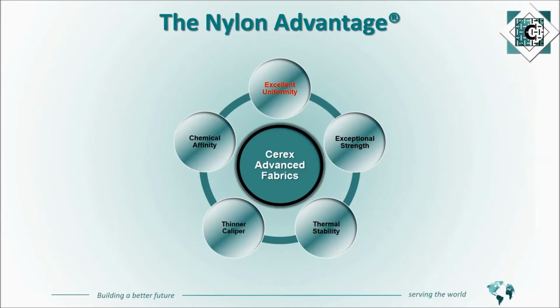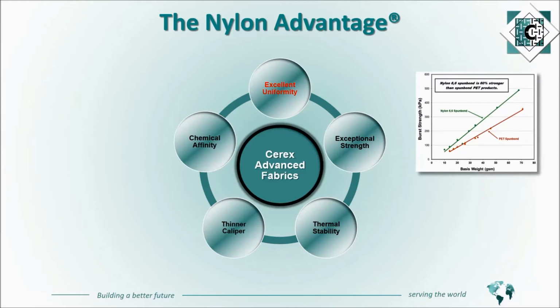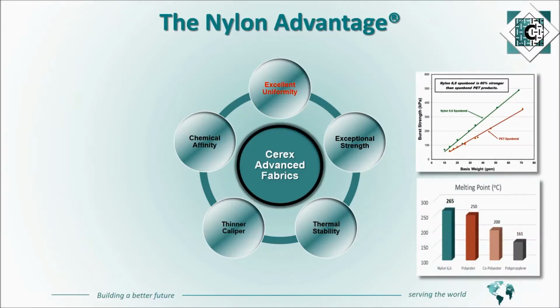So nylon Spunbond has several advantages, and we'd like you to keep these in mind as we talk about uniformity today. The first one is its exceptional strength. It's 60% stronger than Spunbond polyester products. This gives it greater burst resistance at lighter fabric weights than what a Spunbond polyester substrate could offer. It's 24% higher temperature resistance than the copolyester materials that are often used in a Spunbond polyester as a bonding agent. This is the material that would start to weaken first in a high temperature application.